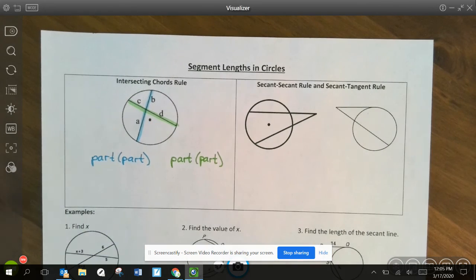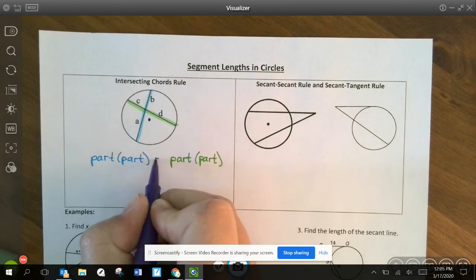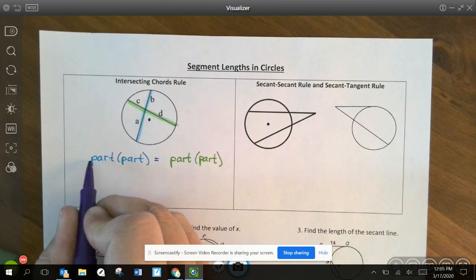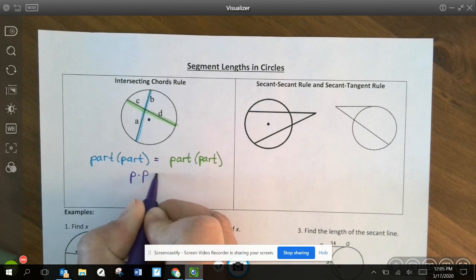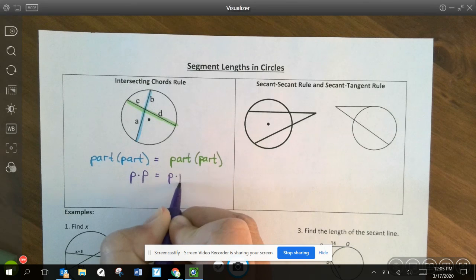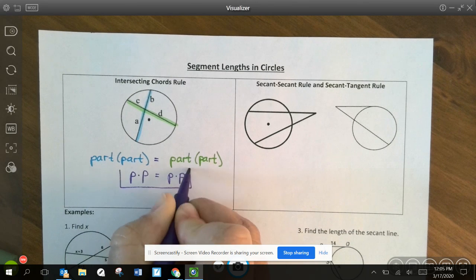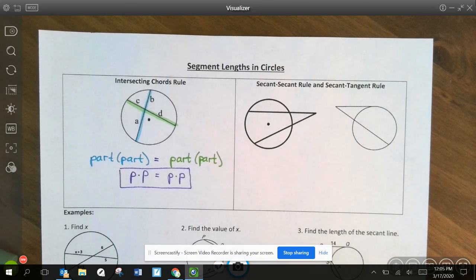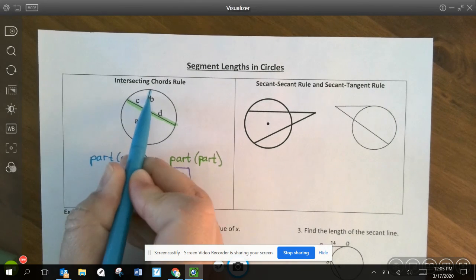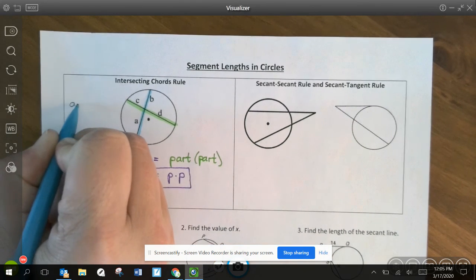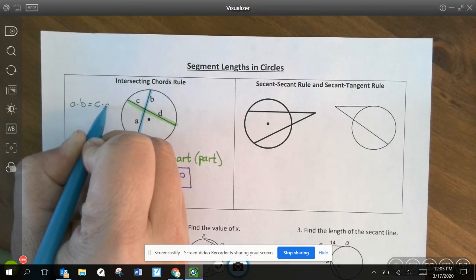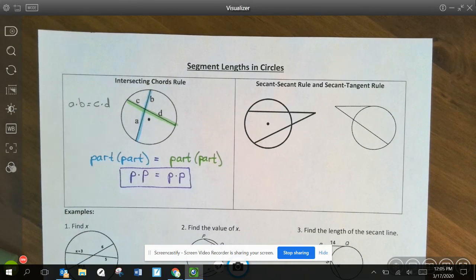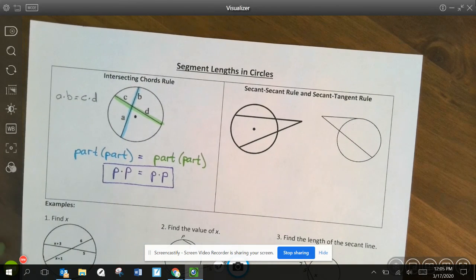multiplied together. Okay, so I'm going to shorthand this, and it might seem a little bit funny. Part times part for the blue one, we're going to call that P times P is equal to P times P. So here's our first formula. We'll call it the PP formula. And really all we're doing is taking A and B and multiplying them together, and that's going to equal C and D multiplied together. All right, so that's our first formula right there.